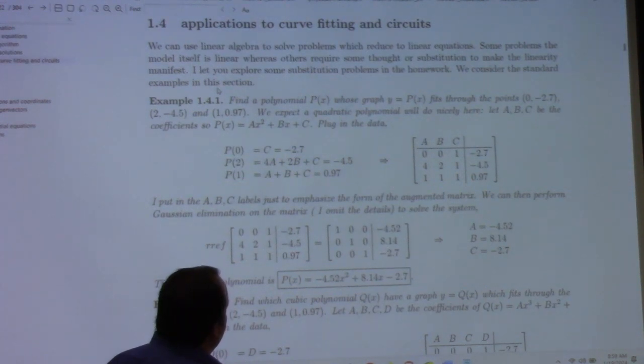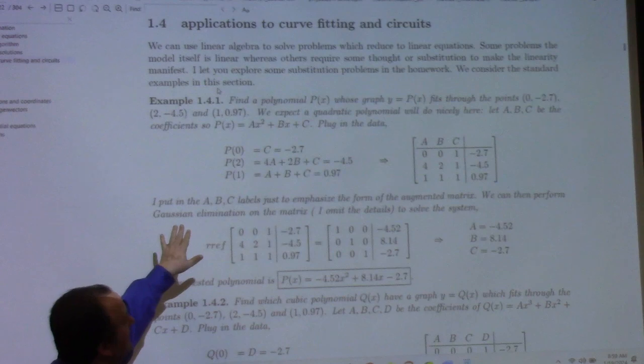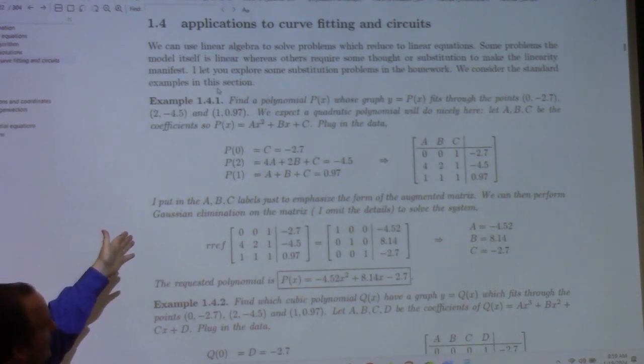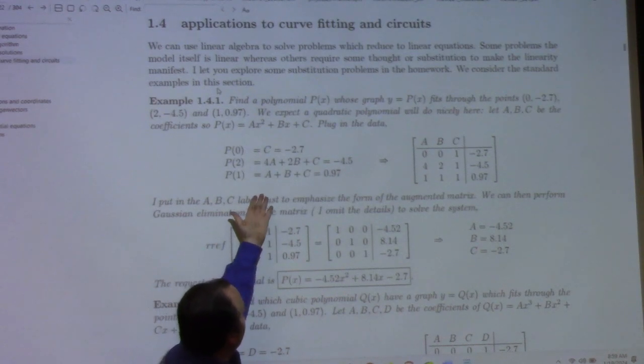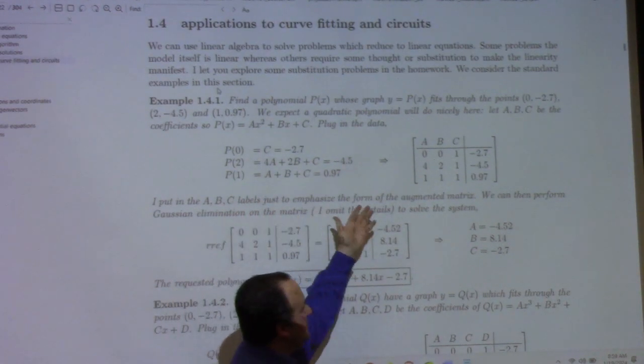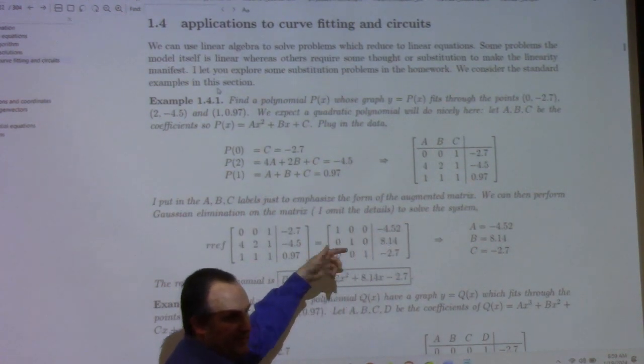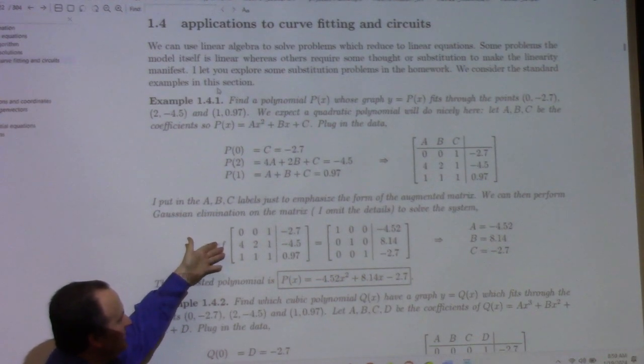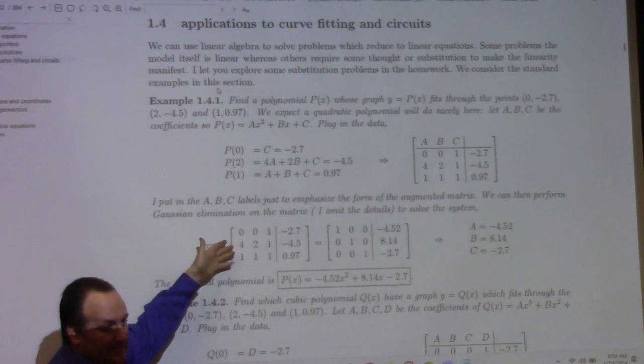But anyway, here we're looking at a quadratic that goes through these 3 points. So you plug in the points, you get this lovely system of linear equations, and then I put it into the matrix. The A, B, C are decorative, obviously, right? And then I fed it to technology because I don't feel like row reducing something with ugly numbers like that, right?